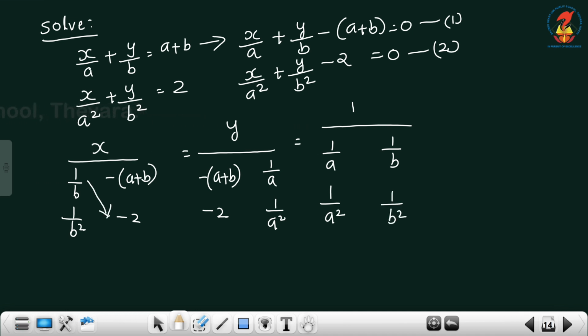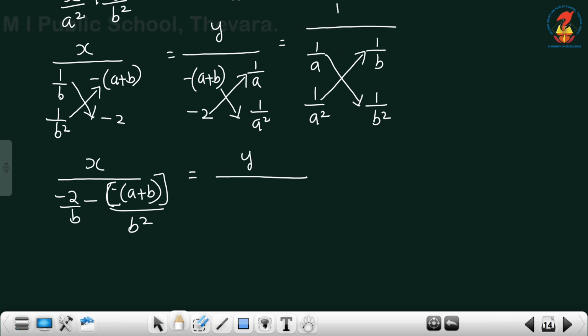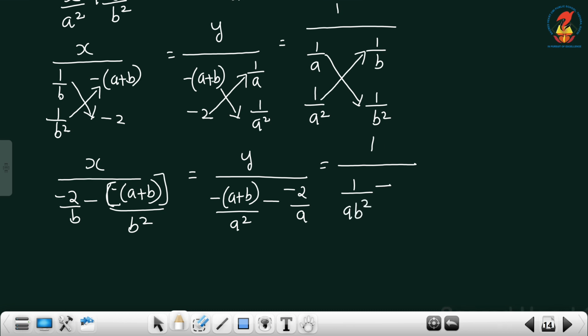Cross multiplication. x by minus 2 by b minus of a plus b, minus of a plus b by b square, equal to y by minus a plus b into 1 by a square, minus a plus b by a square minus 2 into 1 by a, minus 2 by a, is equal to 1 by a into 1 by b square, 1 by a b square minus 1 by a square into 1 by b, 1 by a square b.